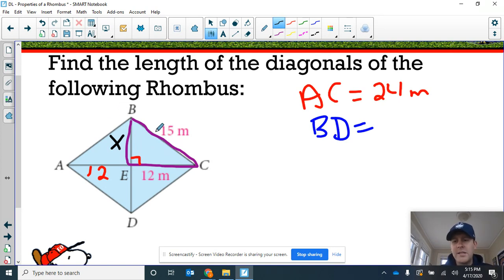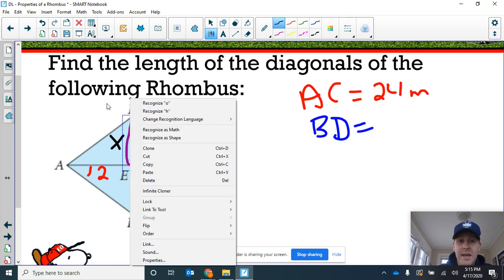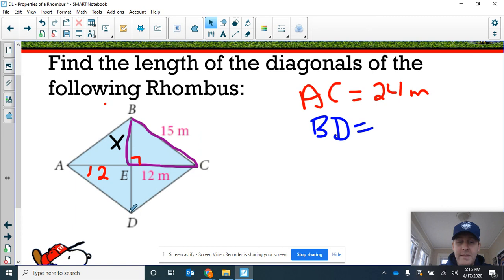Come on, shout it out. I want to hear you guys say it. All right, I think I heard someone over there screaming. It's the Pythagorean theorem, and that's exactly it. We're going to use the Pythagorean theorem here to figure out the length of BE. Once we know what BE is, we're going to double that to find the length of the entire diagonal. Again, the Pythagorean theorem is c squared equals a squared plus b squared.